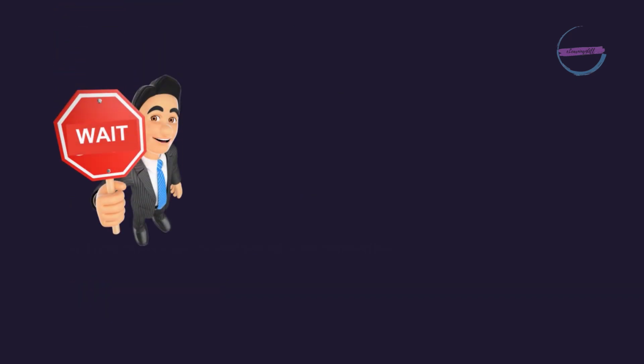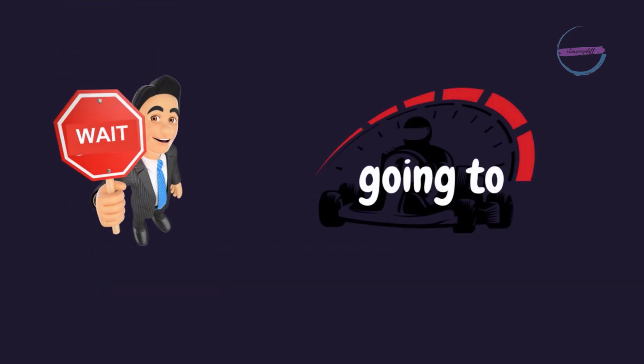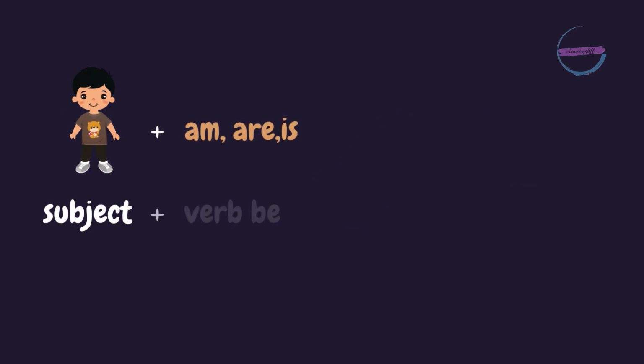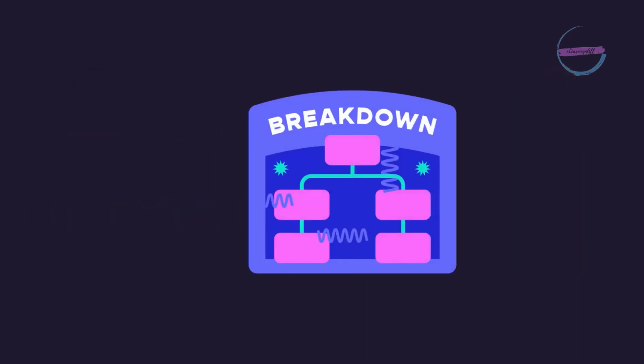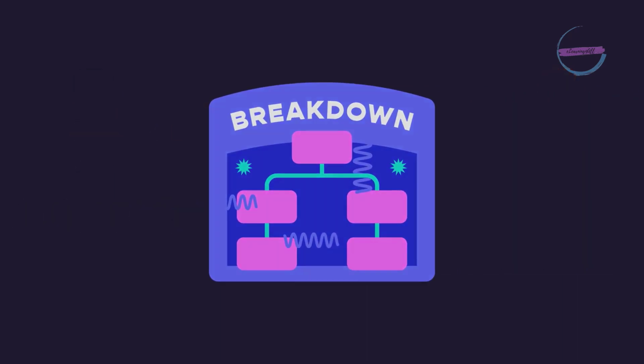Wait, but there's more. The phrase going to is commonly also used in English to express future intentions, plans, predictions, and things that you have already decided or arranged to do. It's one of the ways to talk about the future, and it's often used when there is some evidence or intention behind the action. Here's how you form the sentence. Subject plus verb be plus going to plus base form of main verb. Here's a breakdown of how going to is used.